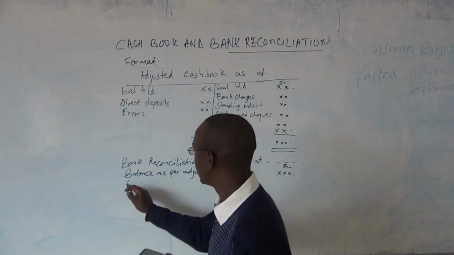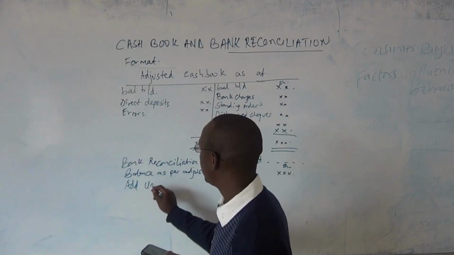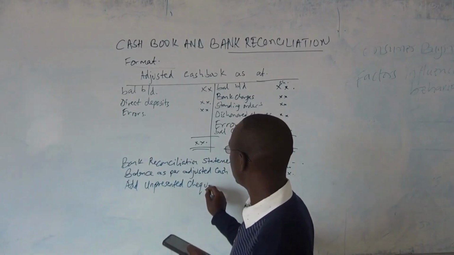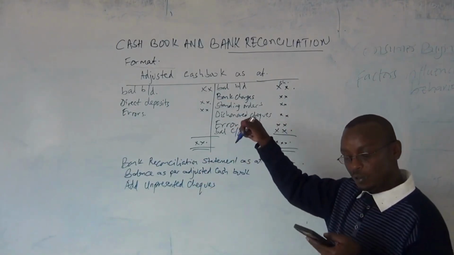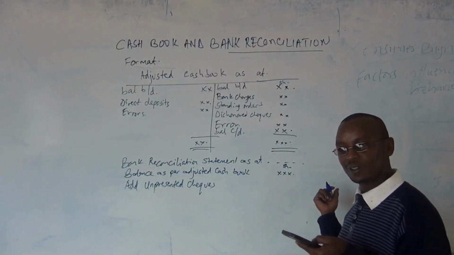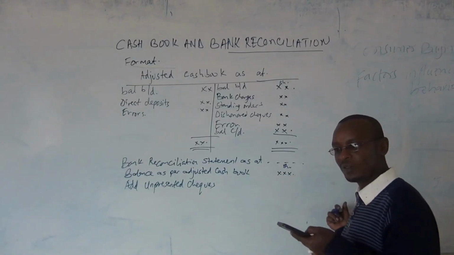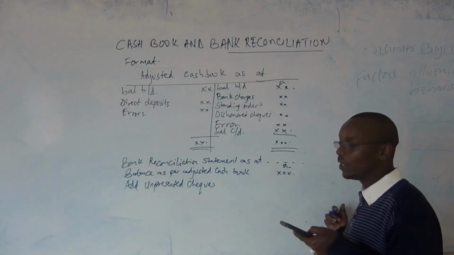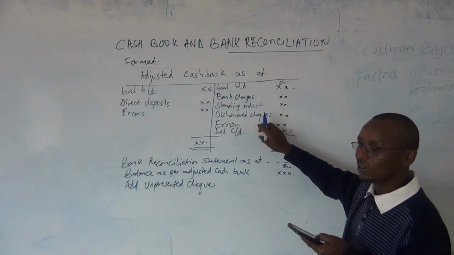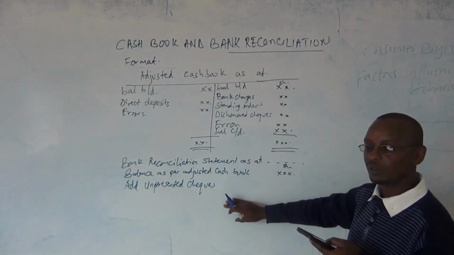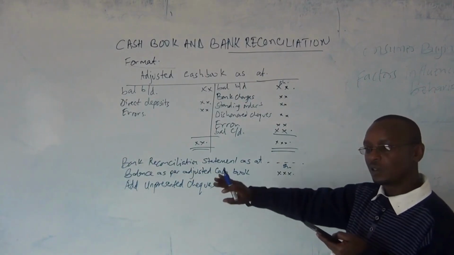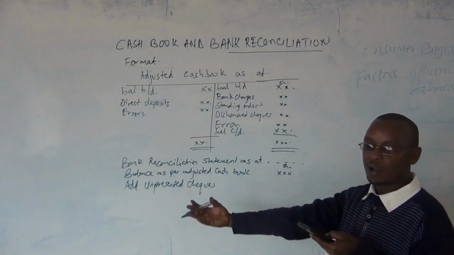Then you add what? Unpresented checks. These ones, they are in your cash book, in your original cash book, but they were not presented in the bank. So there is no evidence in the bank statement. So the items that are in the bank statement and are not in the cash book, let's say now the items that are in the cash book but are not in the bank statement. We have unpresented checks. We gave somebody a check, but hajaipeleka bank.